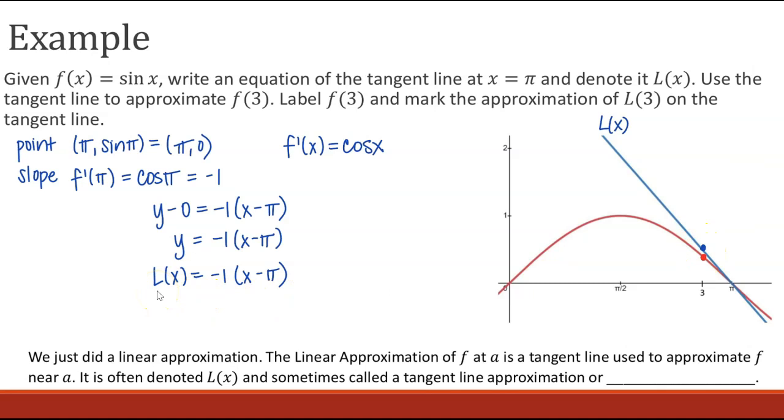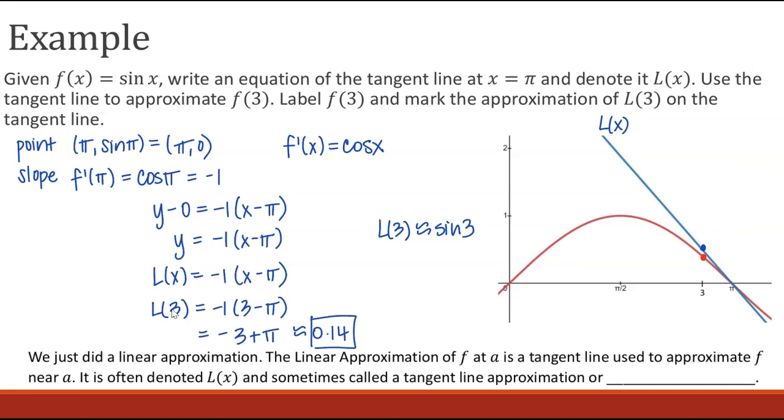So let's find L of 3. That's negative 1 times 3 minus pi. So that's going to be negative 3 plus pi. We know pi is approximately 3.14. So negative 3 plus 3.14 is approximately 0.14. So without a calculator, we were able to approximate the value of sine of 3. So L of 3 is approximately sine of 3.